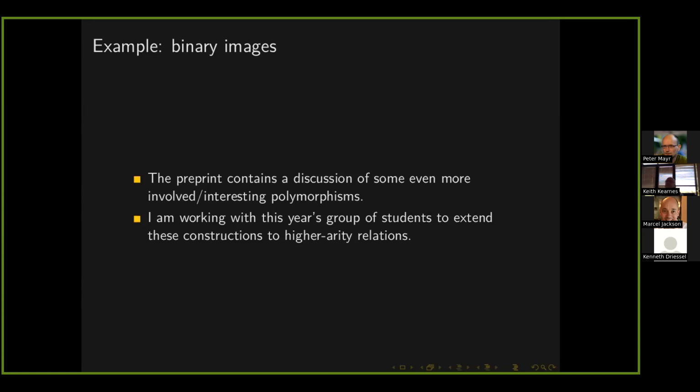And so, yeah, that's what I say on this slide. The preprint contains a discussion of some even more involved polymorphisms. And I'm also working with this year's group to extend these to higher arity relations. And we have a lot of problems which are both practical and theoretical related to this. So one of them is we don't know whether these more interesting to describe polymorphisms are necessary to generate enough polymorphisms of these Hamming graphs in order to do practical learning tasks.